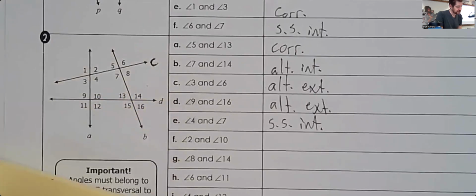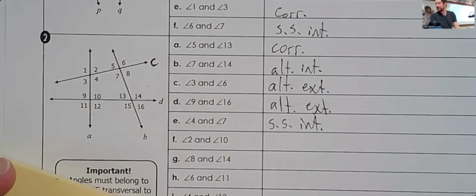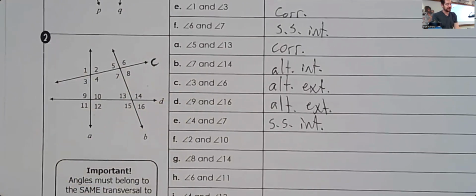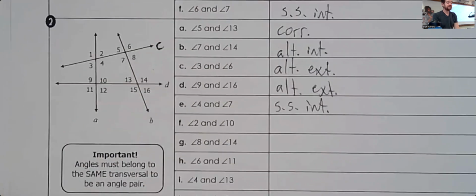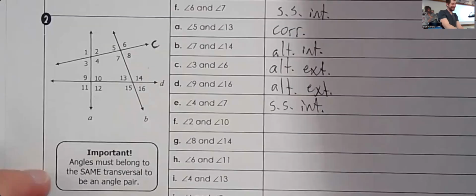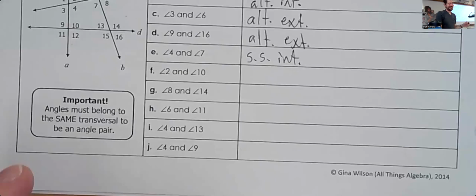All right, let's do a couple more here. Actually, you know what? I want you to try the rest of these on your own. Try F through J. And then we'll quickly fill in the next page and then you get your assignment.